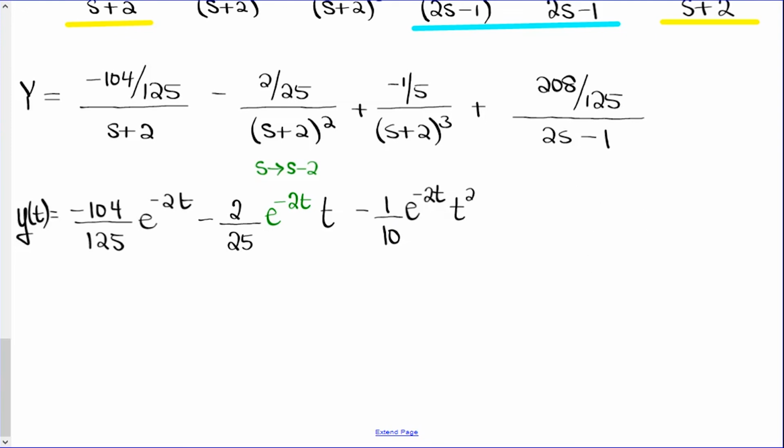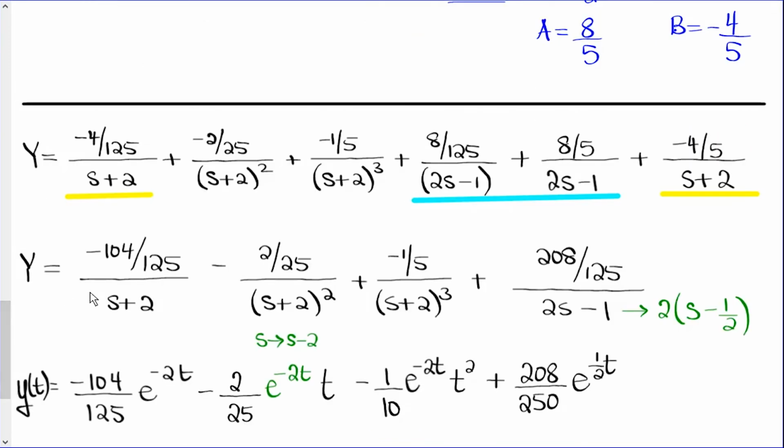And for our last term, I'm going to rewrite the denominator as 2 times s minus a half. And if you can see that, then this is going to become 208 over 250 e to the power of 1/2 t. And so there you have it. Barring any silly algebra mistakes, this should be the solution to the problem.